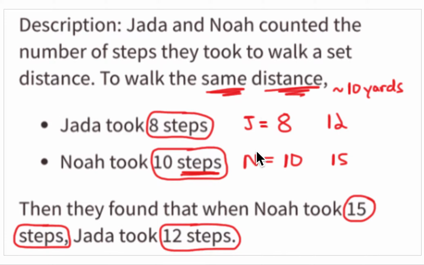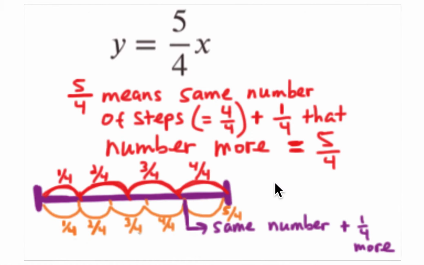And you can see that the two properties are, one property is Jada's steps. She's going to be on the x-axis. And the other property is Noah's steps. He's going to be on the y-axis, because it's going to tell you that in a moment. So y equals 5/4 x. This is the equation. So what does that mean? Well, it means that 5/4 means the same number of steps, which is 4/4, plus 1/4 more of that number. 1/4 of that number more equals 5/4.